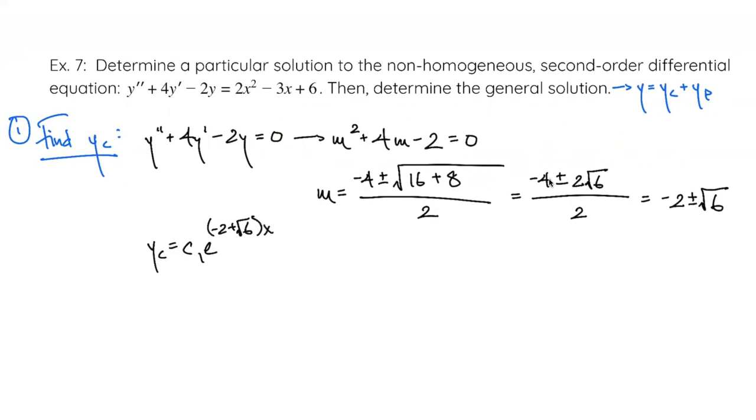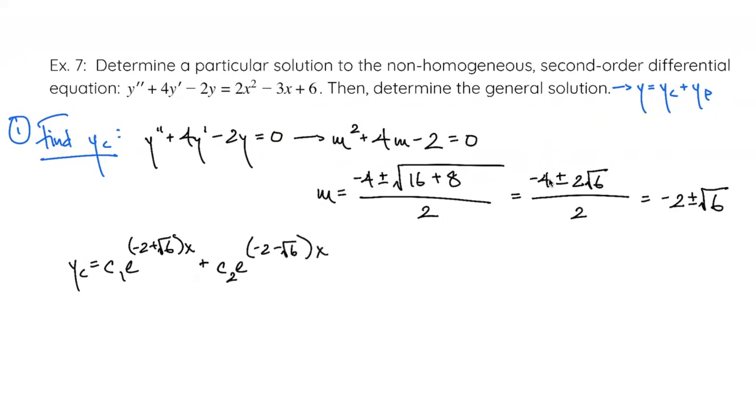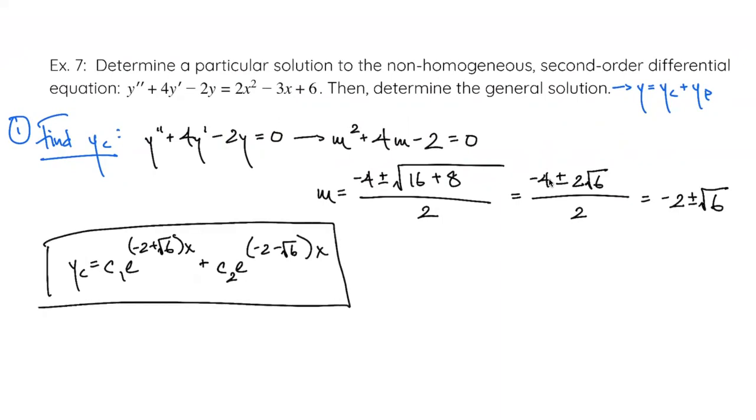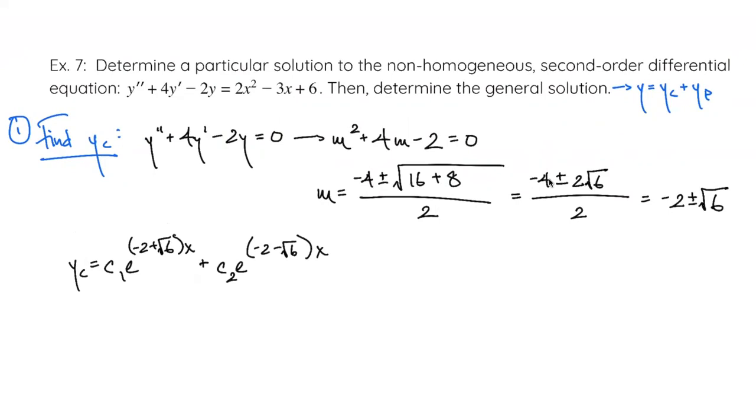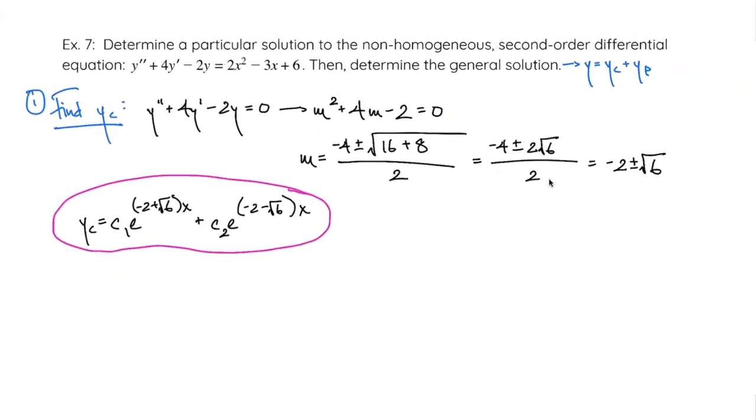That's going to be the first term, plus c2 e to the -2 plus root 6, or sorry, minus root 6 x. All right. And maybe let me box this off in the pink because this is going to be part of a larger solution.